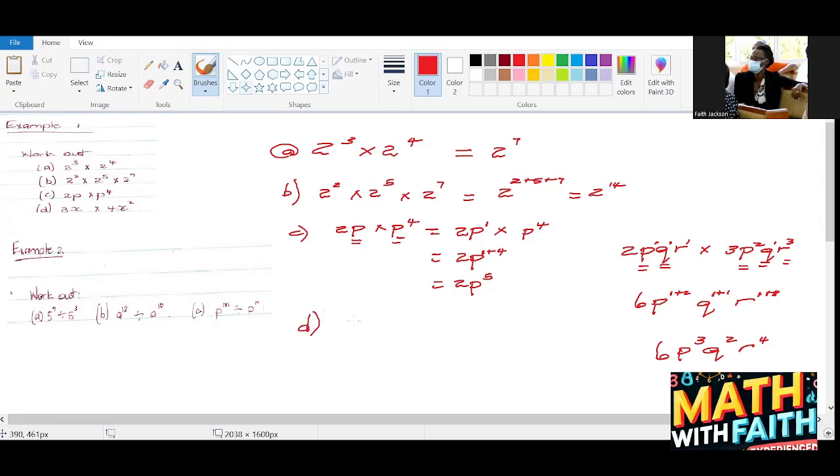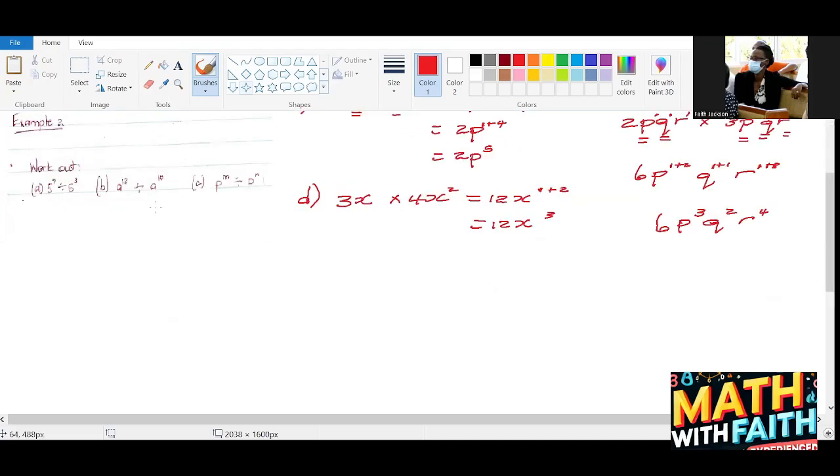So part D says 3x by 4x squared, right? So again, as we did here with our example on the side, we can multiply our constants. 3 by 4, that's 12. And x, this to the power 1 is understood, plus 2. So that's 12x cubed.